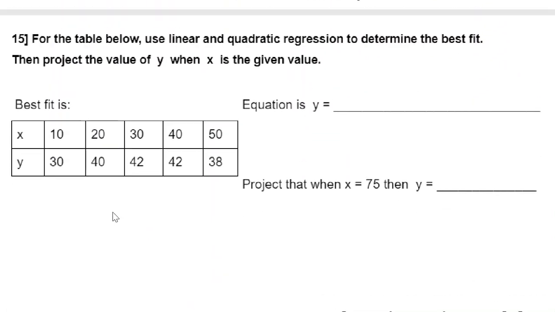Now, this one, we are going to have to use Desmos. Well, I mean, you can plug it in. You're going to have to use Desmos to get the equation anyway. You could use the TI-84. But it's the projecting when it's 75 that Desmos is so much easier to work with.